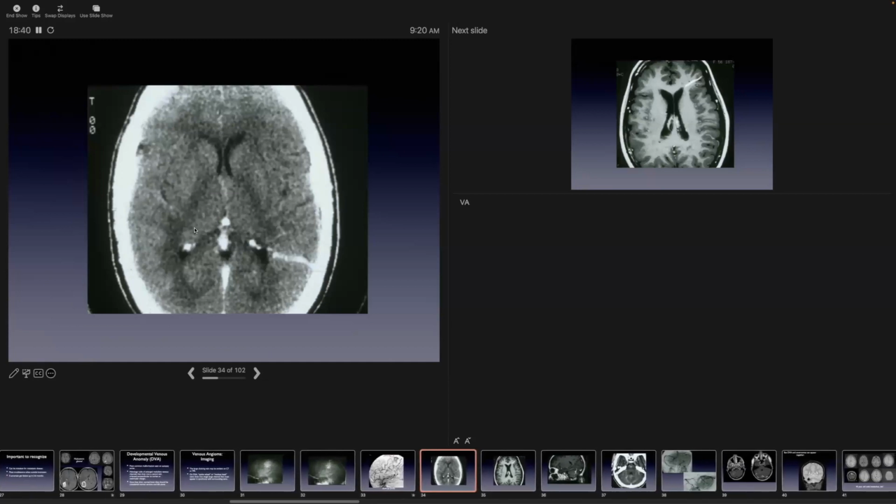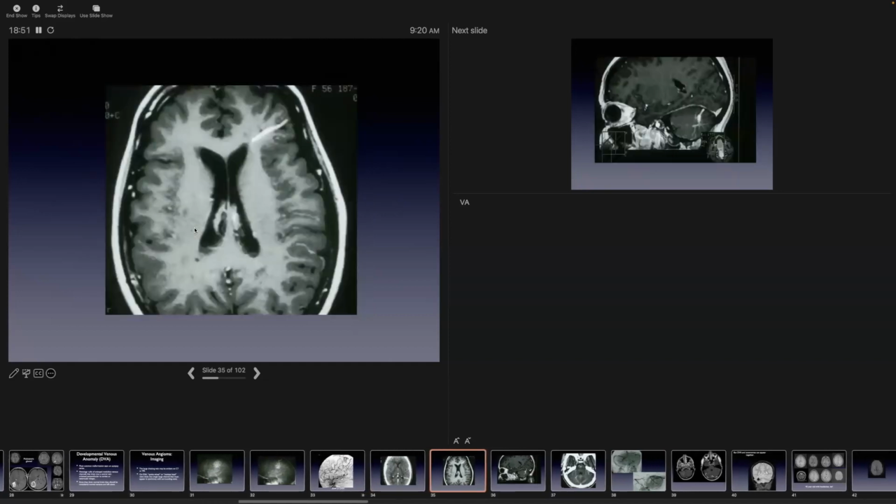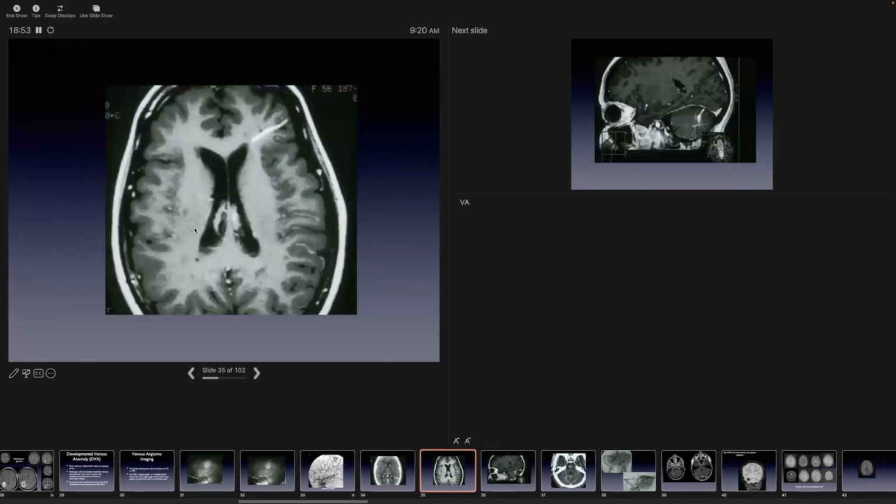This is what they look like oftentimes on CT, where you may not resolve the small branches of the caput medusae, and you only see the large draining vein. Here's another one. This is on MR, but again, you see the enhancement of the vein.